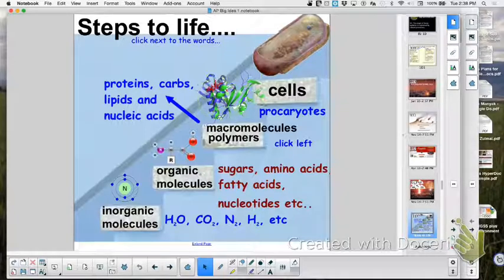Then how would those get together? Well, clay can act as a catalyst. Molecules are on clay. Hot proteins cooling, concentrating, evaporation, the same energy that was there can help you build your macromolecules. But here's the big step right here.